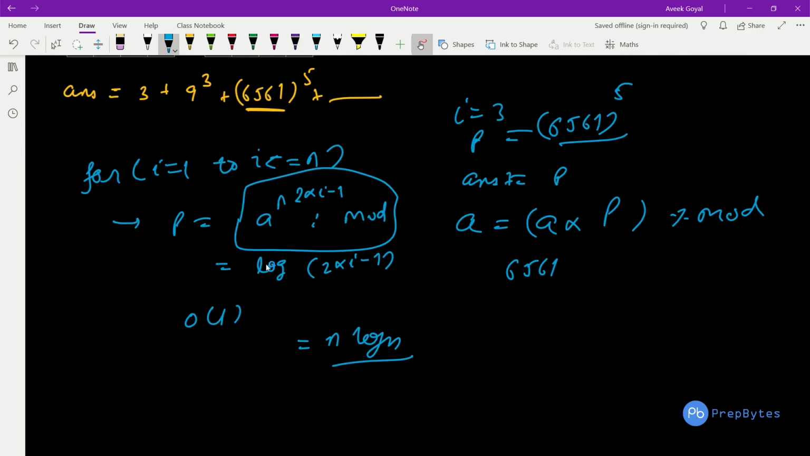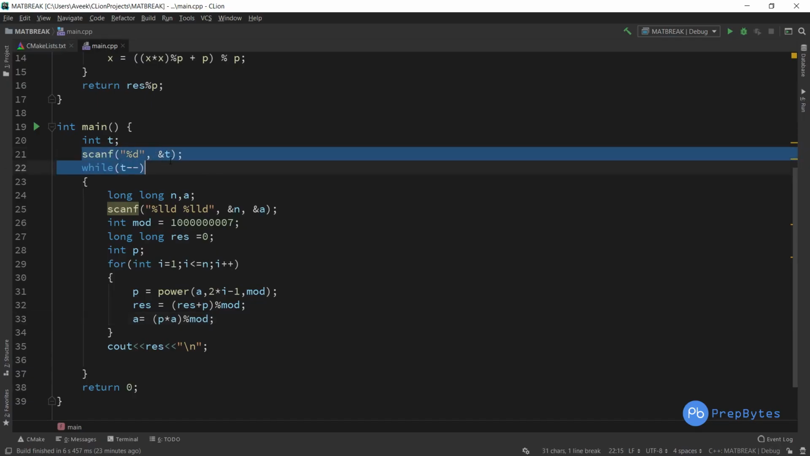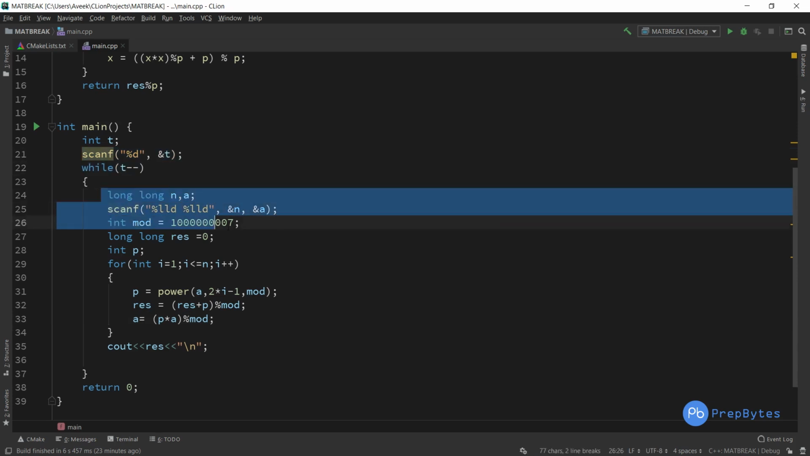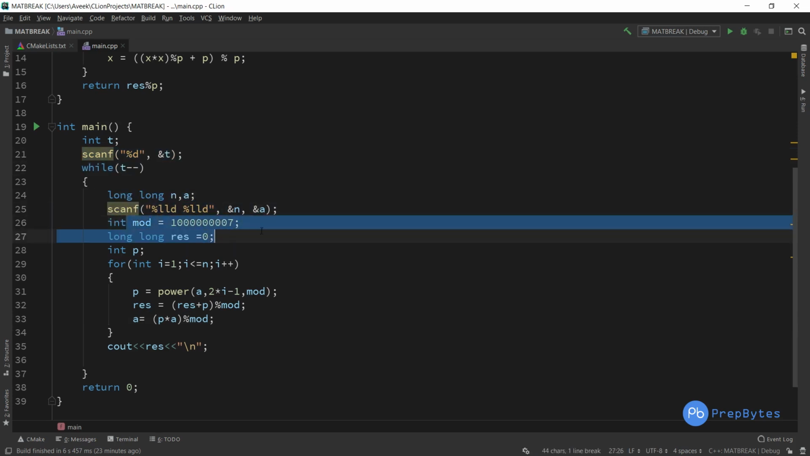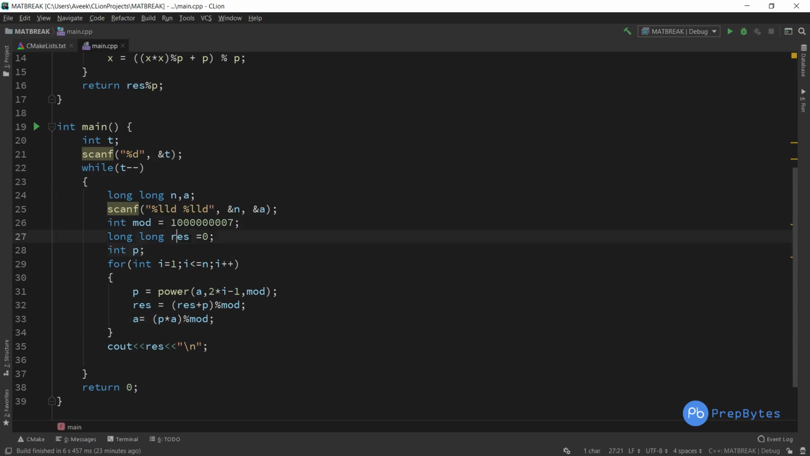Okay, so let me just show you the code now. Here we are taking the scan inputs of n and a, and then modulus is 10 to the power of 9 plus 7. Result is currently 0, and there is a p variable. Each and every time we are calculating the variable p as a to the power of 2 into i minus 1, as I explained. The p will be added into the result with modulus, and then a will be updated to p multiplied by a with modulus of mod.